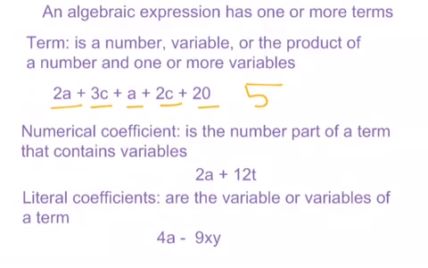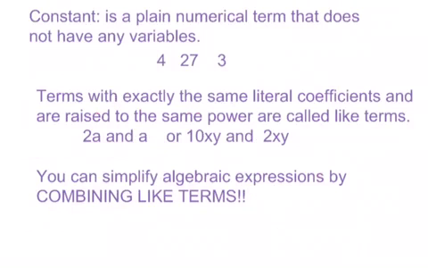All right. A numerical coefficient is the number part of a term that contains variables. So the numerical coefficients here would be 2 and 12, okay? Literal coefficients are the variables of a term. So right here we have a and then xy. So a is one of our literal coefficients, literal meaning like a letter, and xy is our other literal coefficient. A constant is a plain numerical term that does not have any variables.